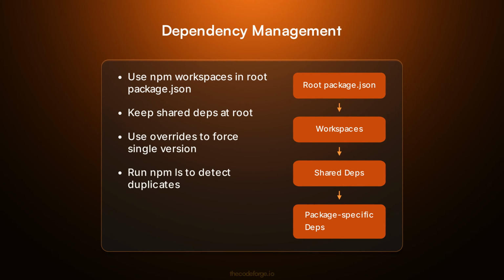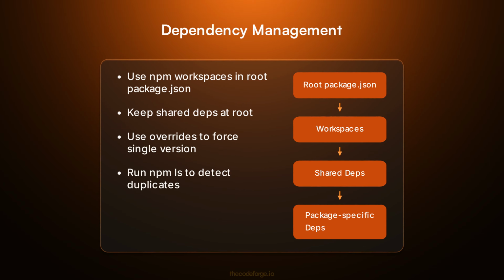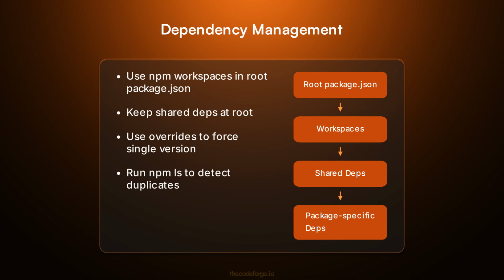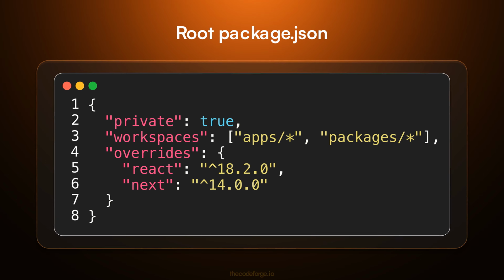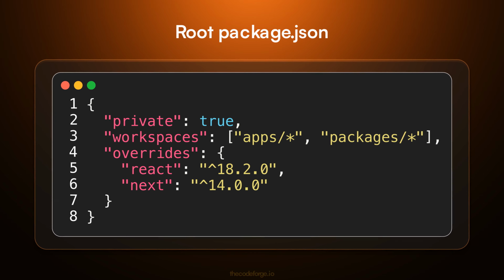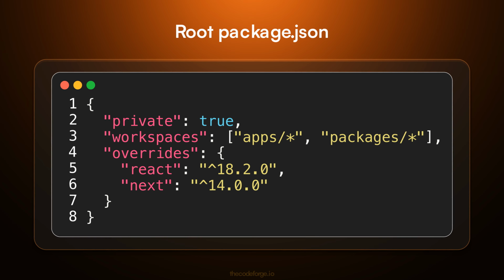Use npm workspaces for dependency management. Keep shared dependencies like React and Next.js at the root package.json to ensure a single version. For package-specific dependencies, declare them in the package's package.json. Use overrides to force a single version when conflicts arise. This root package.json defines workspaces and overrides to force consistent versions of React and Next.js across all packages.